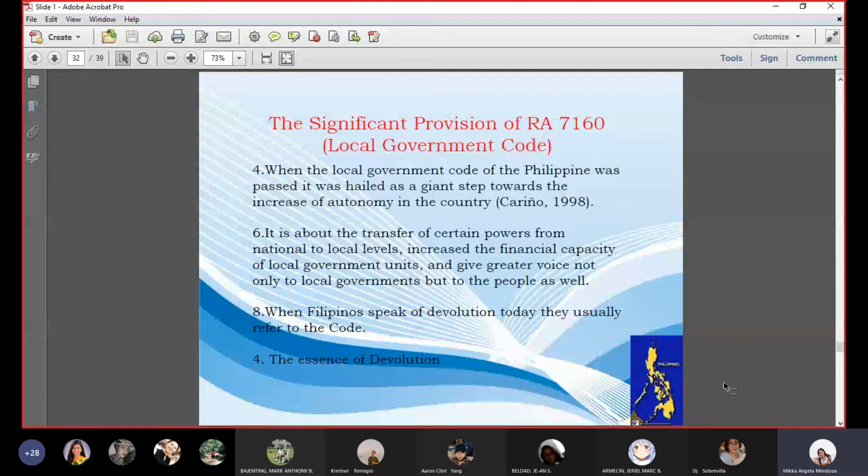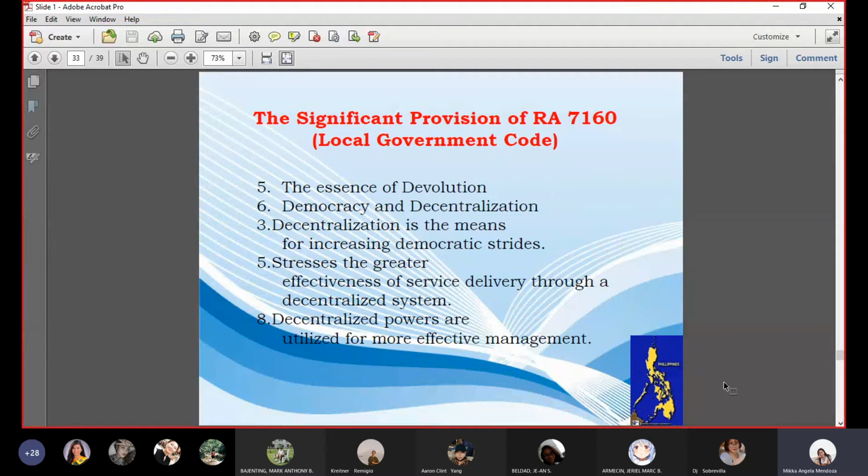Okay? When Filipinos actually speak of devolution today, they usually refer to the Code, the essence of devolution. So devolution is the transfer or delegation of powers to a lower level. So from the national level down to the local level, then to the barangay level. Okay, so devolution of power. It is not just the national level always. No. It should be national level, province, local, and barangay. There should be delegation of power.